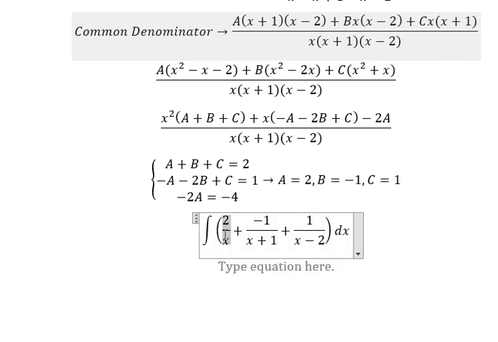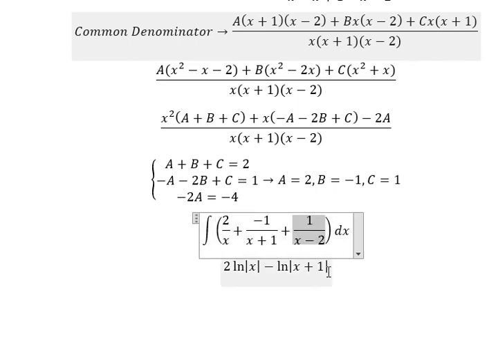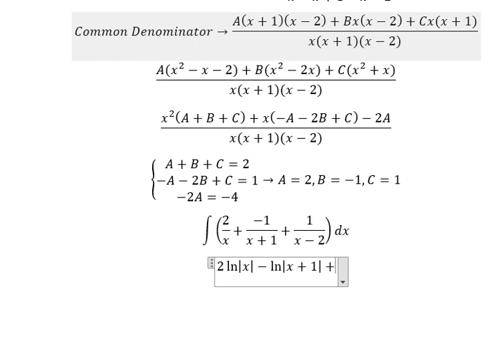The integration of this one, you get 2 ln of the absolute value of S. The integration of this one, we have negative ln of the absolute value of S plus 1, and the integration of this one, you get ln of the absolute value of S minus 2, and we put plus C.